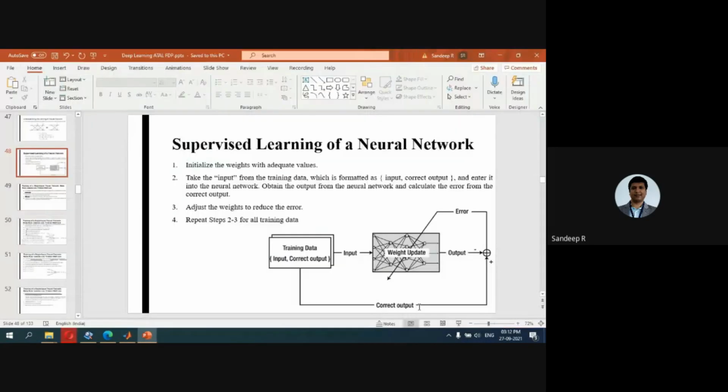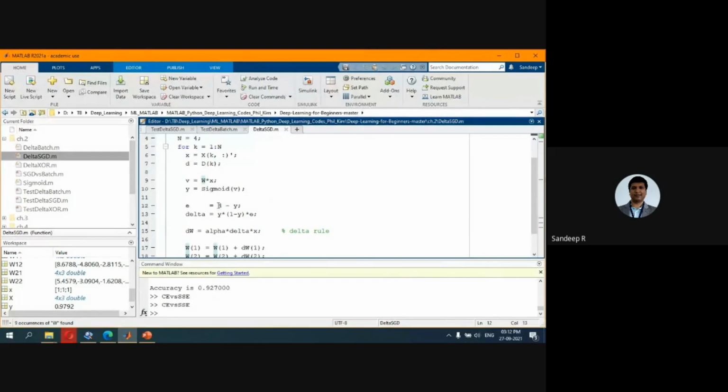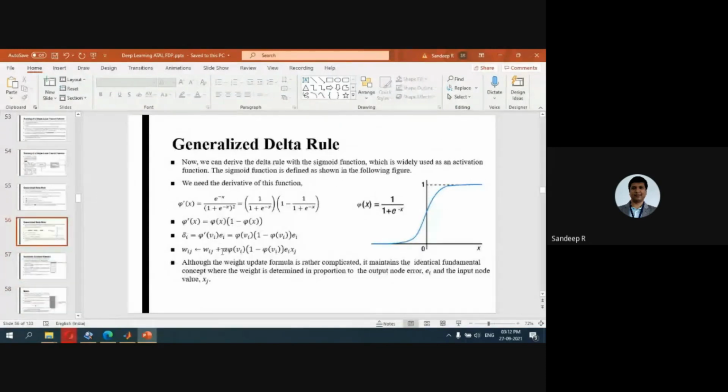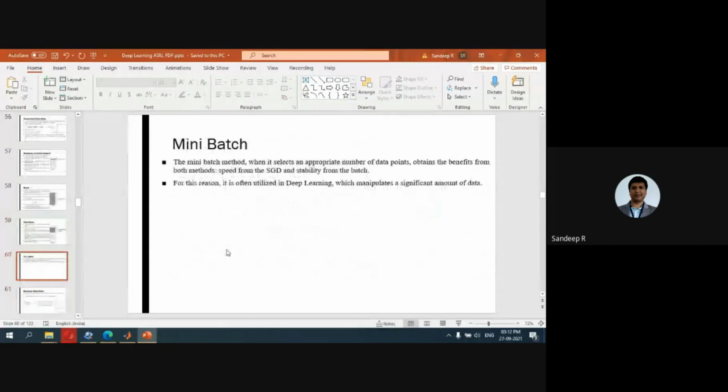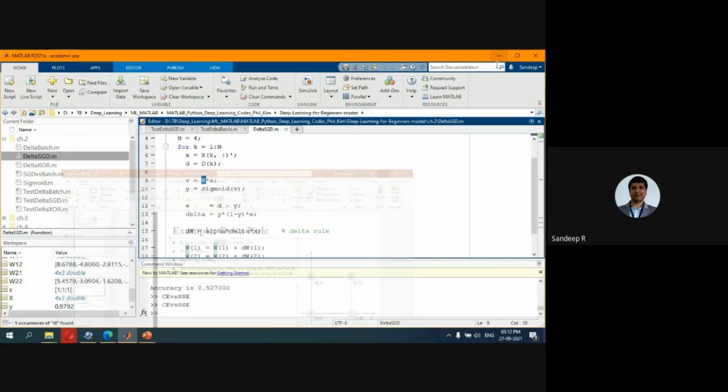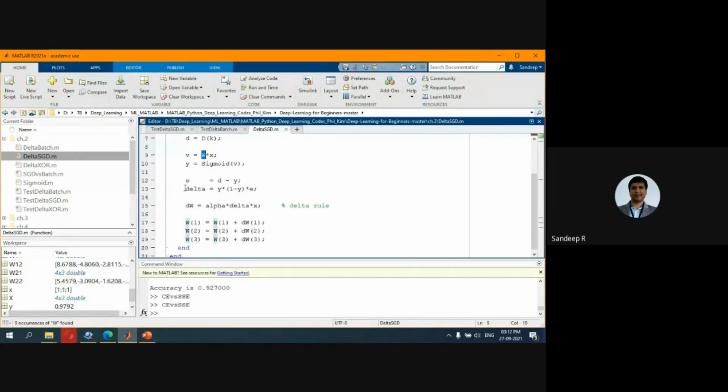Let's go to the diagram again. We'll measure the output. The error is the difference between the output and the correct output. D is the correct output, and Y is the output of the neural network for these particular values of W. And delta is the sigmoid function into 1 minus the sigmoid function into E. For a sigmoid activation function, this is what we have: activation function into 1 minus activation function into error. And this is the delta.